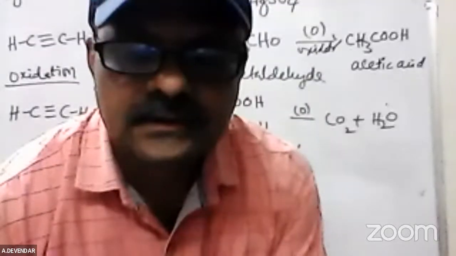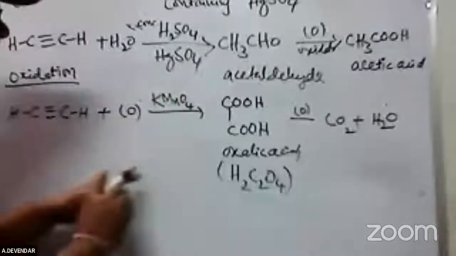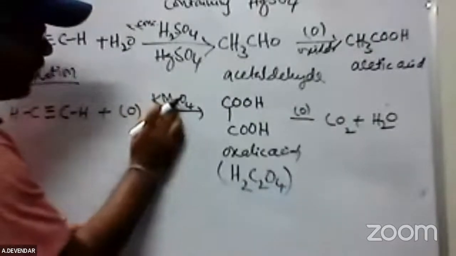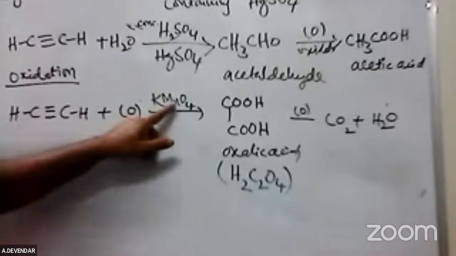Sir, what is the formula of potassium permanganate? Once again, repeat. Potassium permanganate acts as a catalyst only. Sir, what is the formula? Potassium KMnO4. K, Mn for manganese, potassium, oxygen, 4 molecules. Okay. K, capital M, small n, O4, potassium permanganate.